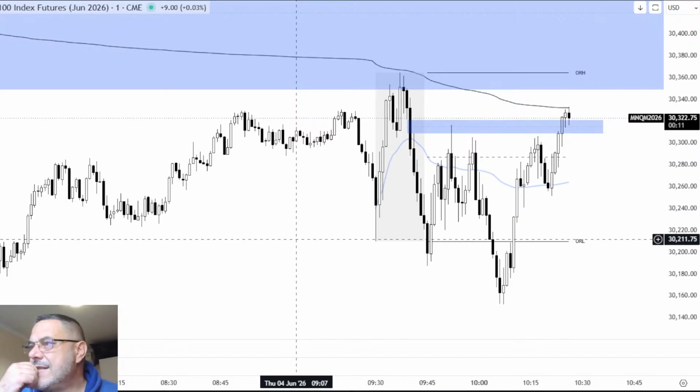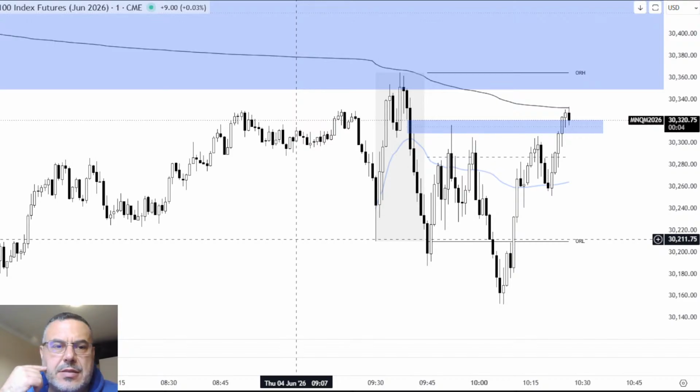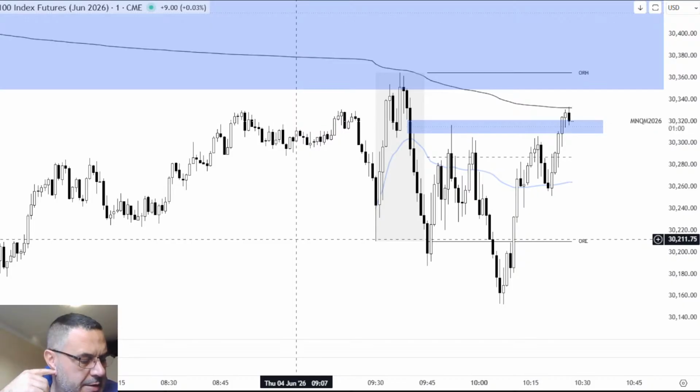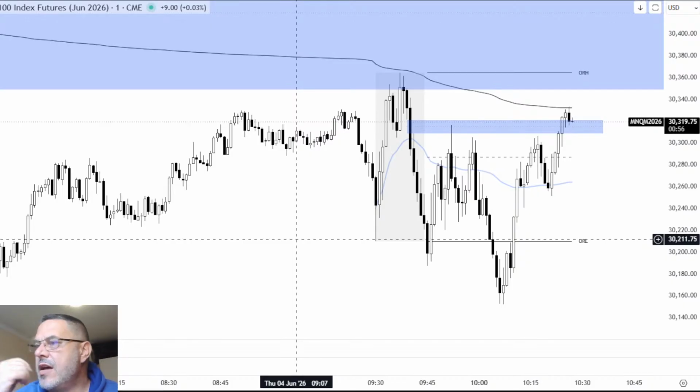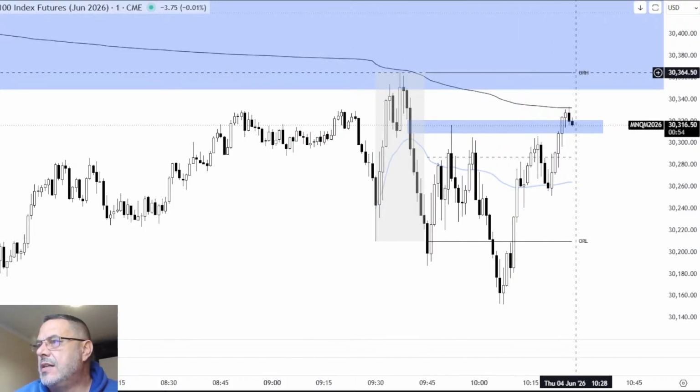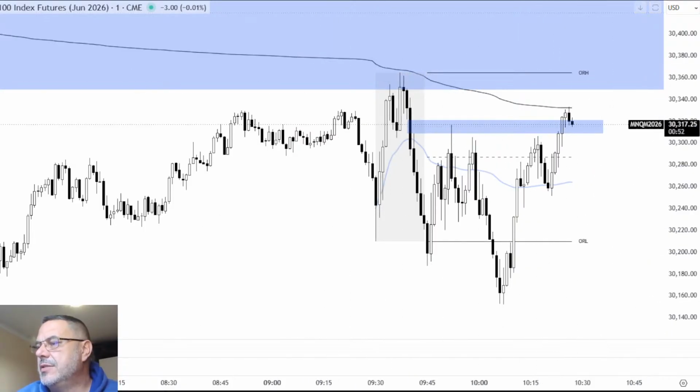All right, so now it's stuck between that little gap and the VWAP up there. Let's see what that's going to do. Maybe that's a bounce off the VWAP to go lower again, or maybe we break through to go to this higher level, the opening range high.